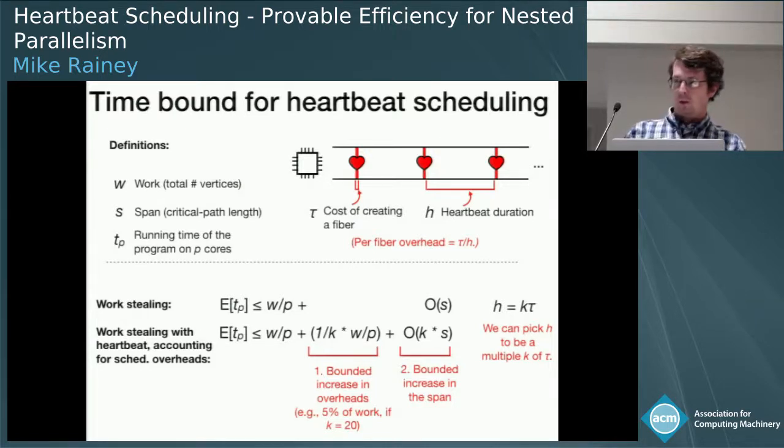But to get that guarantee, you have to pay in reducing parallelism somewhat. So that second term there is saying that you're getting a bounded increase in the span in proportion to the amount that you're saving on the fiber creation.